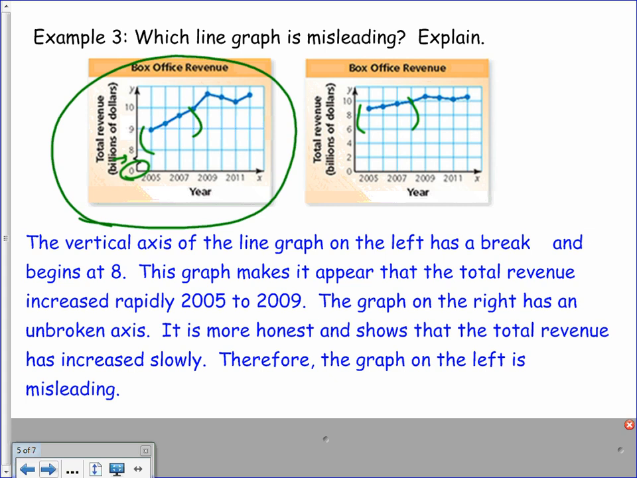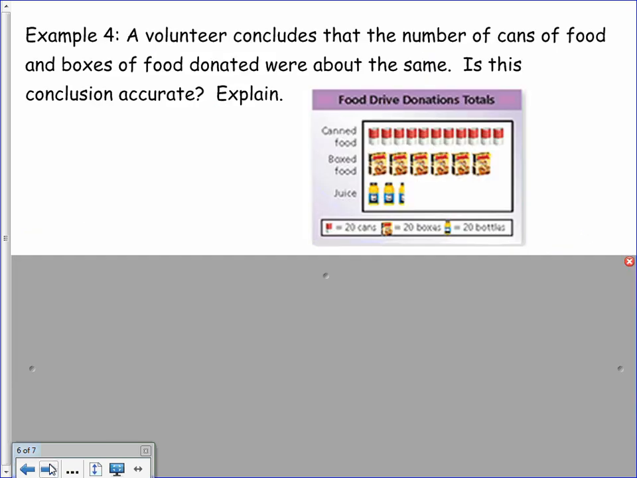That one is misleading, okay, because of the break in the graph. So that's one thing you can look for when it asks you if it's misleading. If it has a break in the graph, it probably is going to be misleading. Other ways that they will show graphs misleading will be if it's a bar graph, some of the bars might be different sizes. Okay, and in a pictogram, some of the pictures may be different sizes.